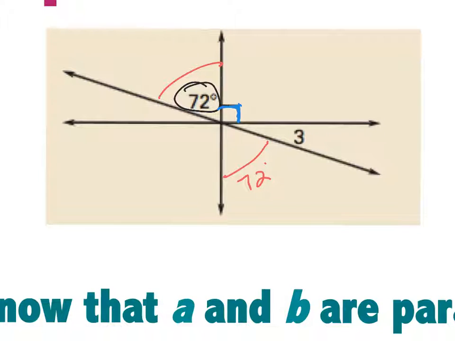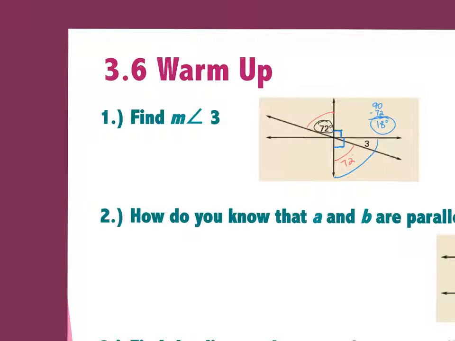If this one's a right angle, then this one's a right angle, which tells you these two add up to what? 90, and I can subtract the 72 away from it to get 18. Okay, should be 18 degrees.